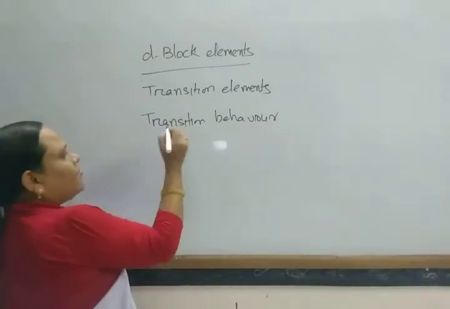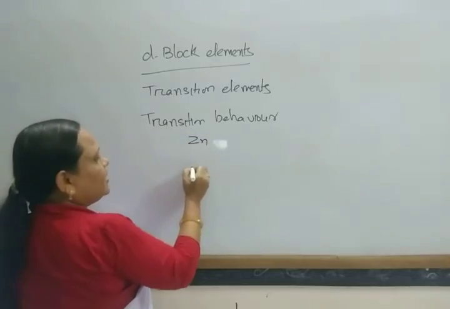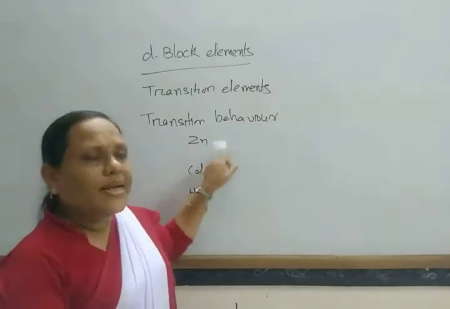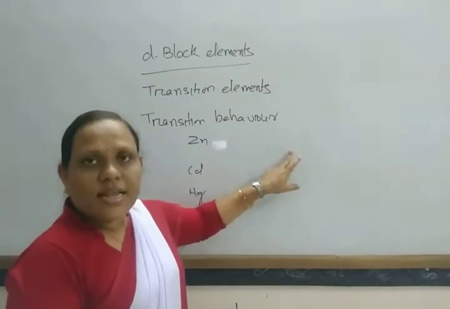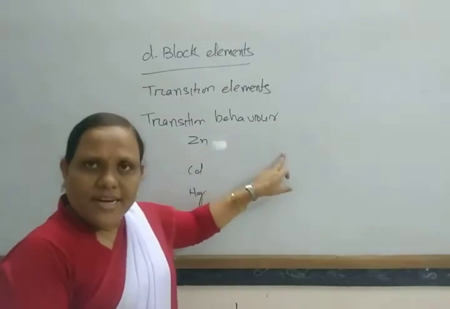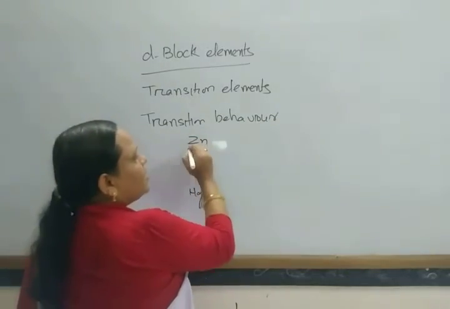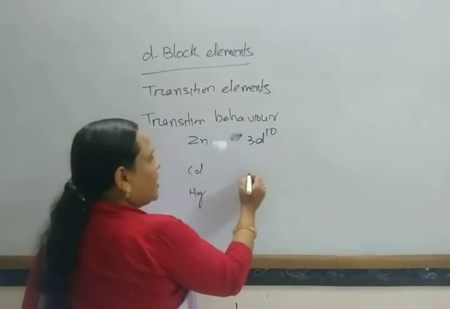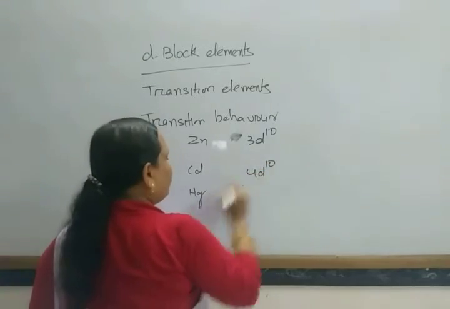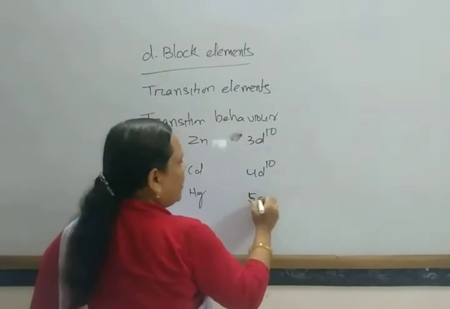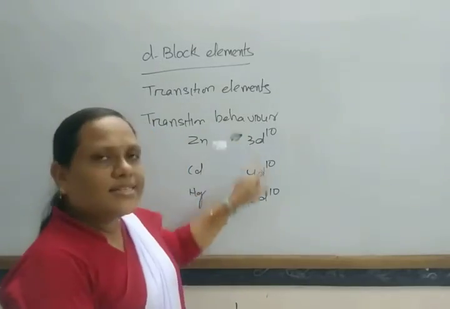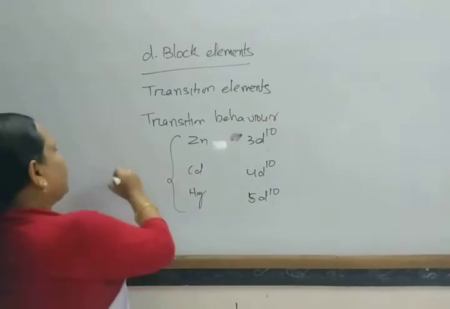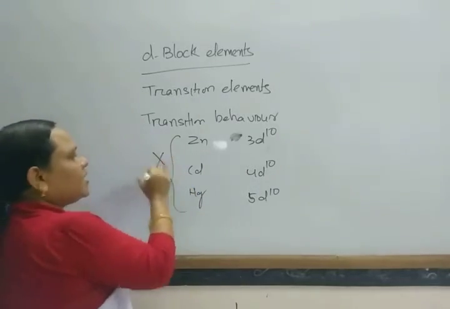Now whenever I write the electronic configuration of zinc, cadmium and mercury, they have a complete d subshell. Their d electrons are completely filled: in zinc it is filled by 10 electrons, in cadmium by 10 electrons, and in mercury also by 10 electrons. As the d subshells are completely filled, these three elements are not known as transition elements.